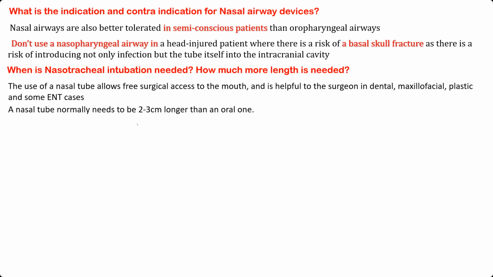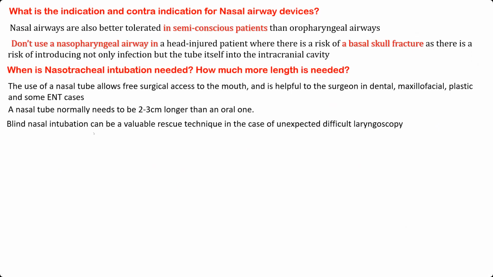And usually you have to introduce the tube 2 to 3 centimeters more. For example, for oral intubation at the incisor level, for an adult patient, it will usually be about 19 to 22 centimeters, depending upon the length of the neck. But in nasal intubation, it has to be 24 to 26 centimeters, so 2 to 3 centimeters longer than the oral route. And blind nasal intubation can be a valuable rescue technique in case of unexpected difficult laryngoscopy also.